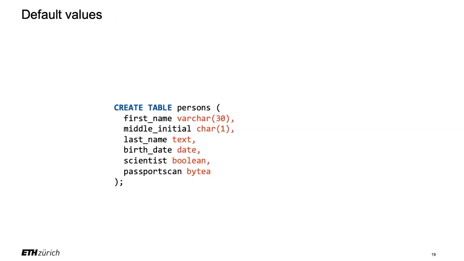Default values are if you don't want to specify all the values when you insert them, but you're also not happy with nulls, because nulls is what's going to happen if you don't put all the values. But if you're not happy with having nulls, you can specify a default value, right? There is a question.